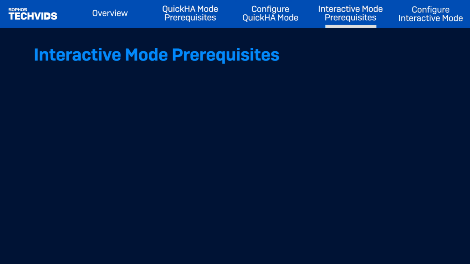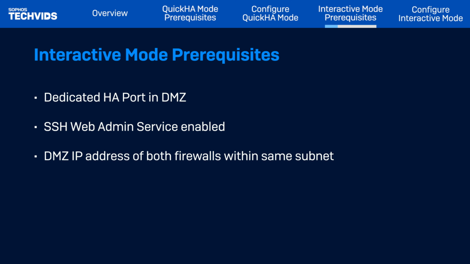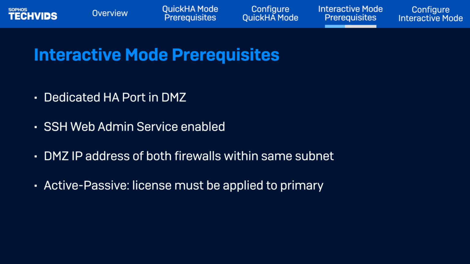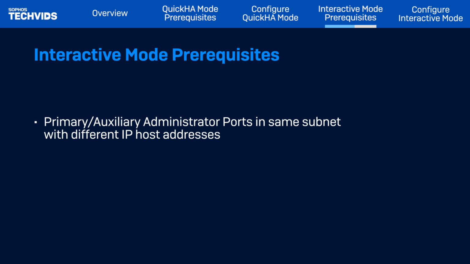Before you start configuring interactive mode, I'll quickly review the major prerequisites for high availability covered in Part 1. Ensure the dedicated HA port of the firewall is in the DMZ and the SSH service is enabled. The IP addresses of both the primary and auxiliary devices must be within the same subnet. For active-passive setup, only one license is required, which must be applied to the primary device. In active-active setups, configure the auxiliary device first. Before starting, make sure that the administrator ports in the primary and auxiliary devices belong to the same subnet and their IP host addresses are different.